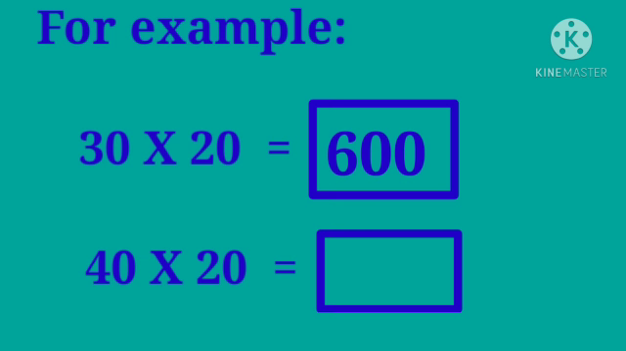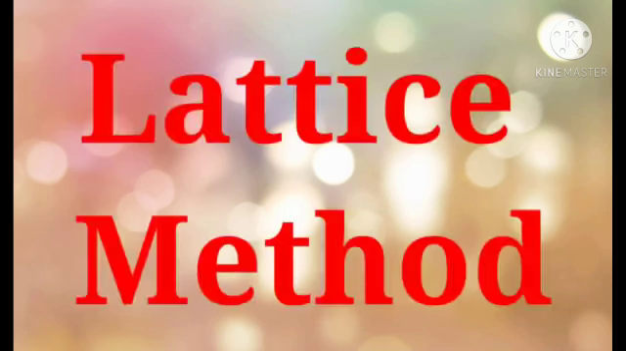600. Similarly, for 40 multiplied by 20, first carry out 4 multiplied by 2 and then place two zeros after the product. So the answer will be 4 2s are 8 and two zeros means 800. Now let's see the lattice method in multiplication.